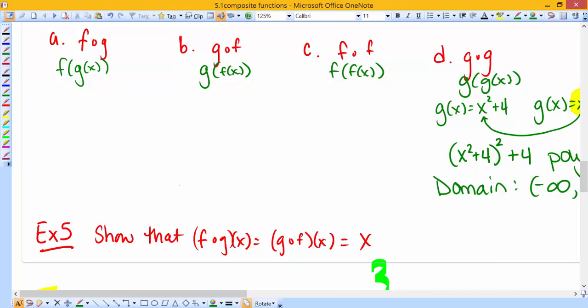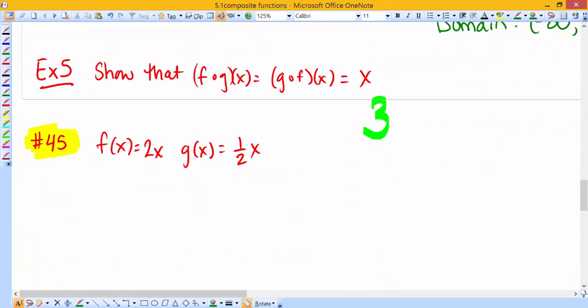All right, so let's pick up with example 5. This is a lot easier. There's not as much work here. It's just a single problem, no A, B, C, D. Show that f of g of x, so this is f of g of x, and g of f of x equal x. So I do need to do both of these. Now it's telling me to show that, which means this is going to work. I should get x.